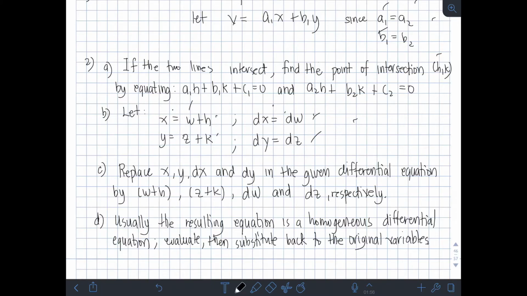So, kaya, pwede natin i-apply after natin masubstitute lahat ng values na to, yung process natin for solving homogeneous DE, which is naturo ko naman na sa inyo yon, right? May video na ako doon. Okay? So, sige, try natin mag-solve ng examples.